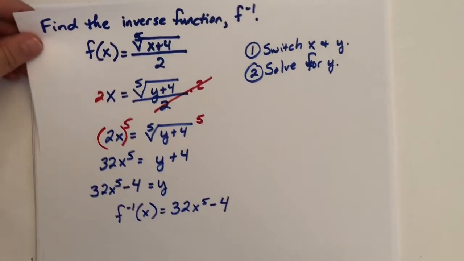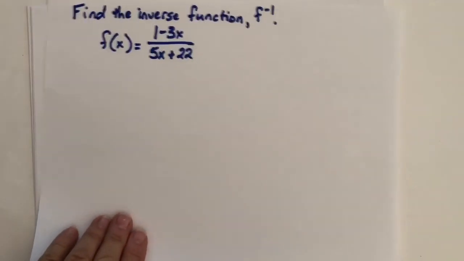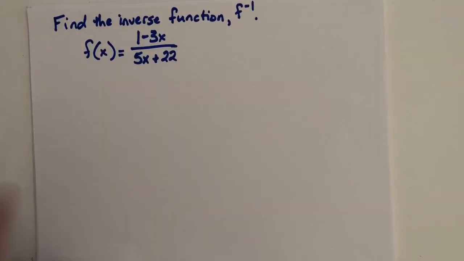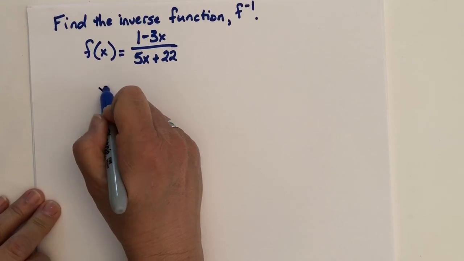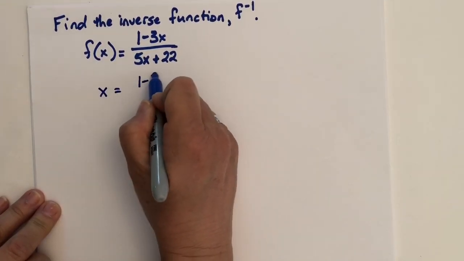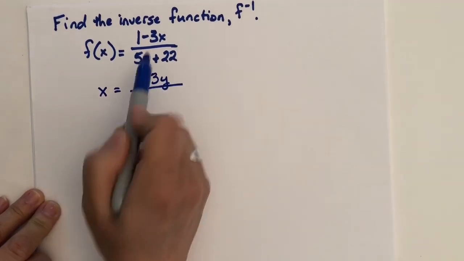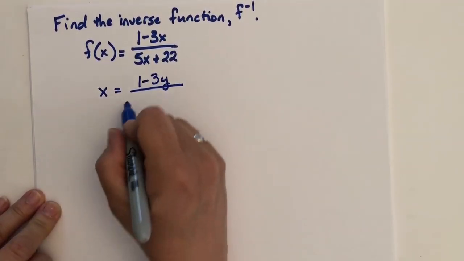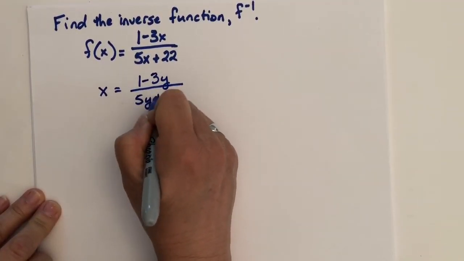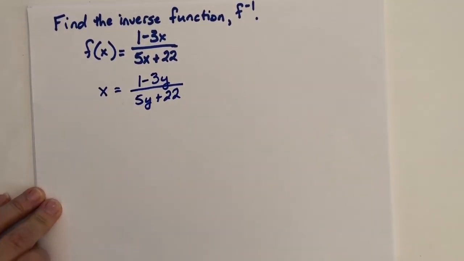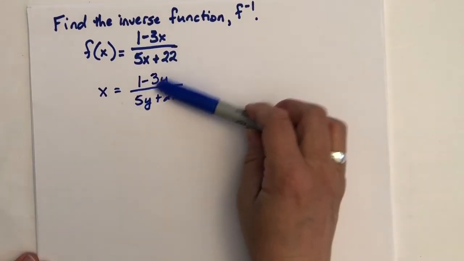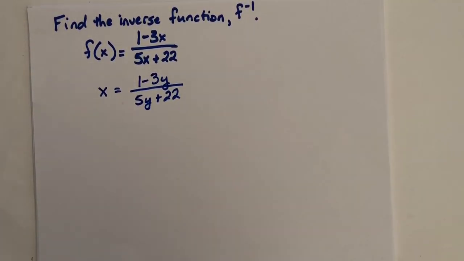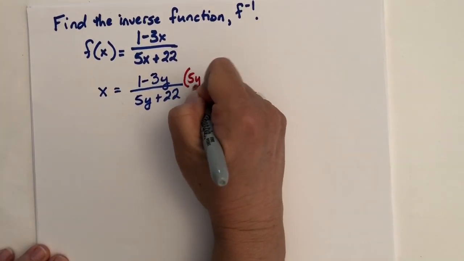Let's do one more. Here's our function, and we're going to find the inverse. So, step 1, we switch x and y, so we have x equals 1 minus 3y over, make sure you change both of those x's to y's, 5y plus 22. And now we're on to step 2, which could take a few lines to get there. We're solving for y. Let's clear out our fractions by multiplying by 5y plus 22.